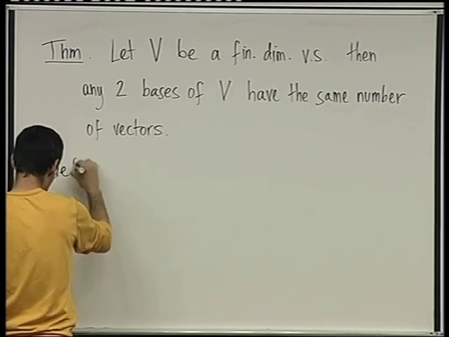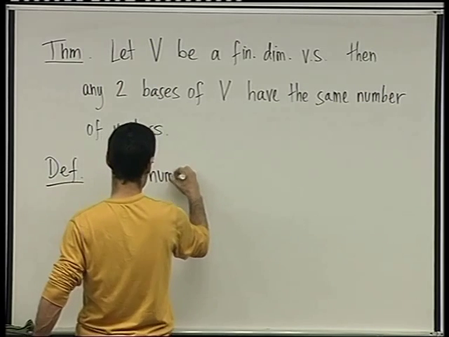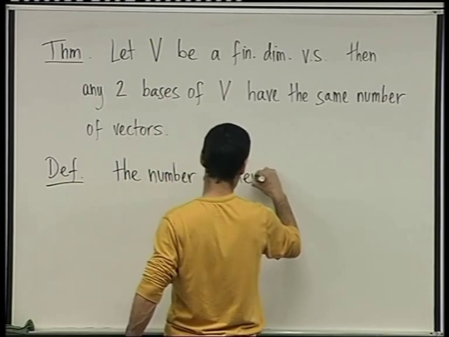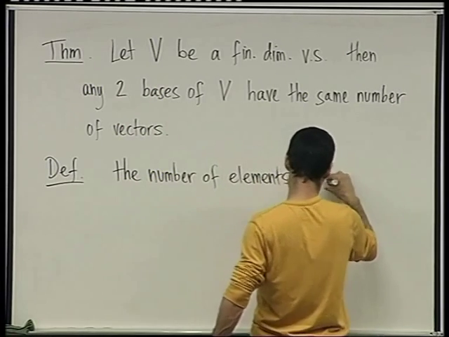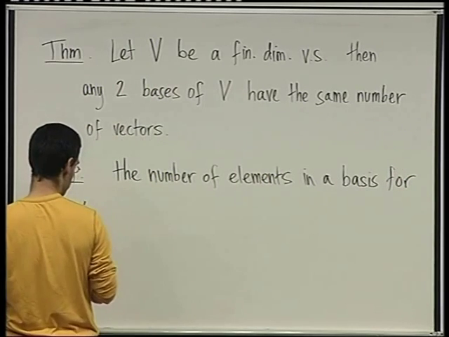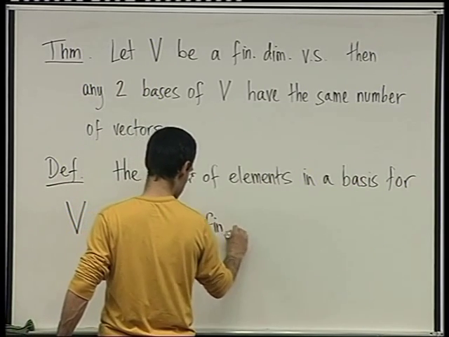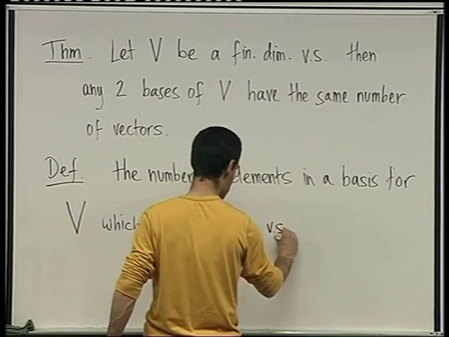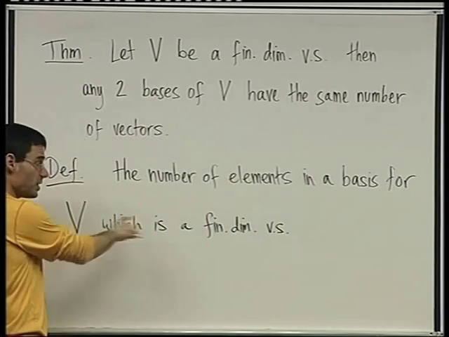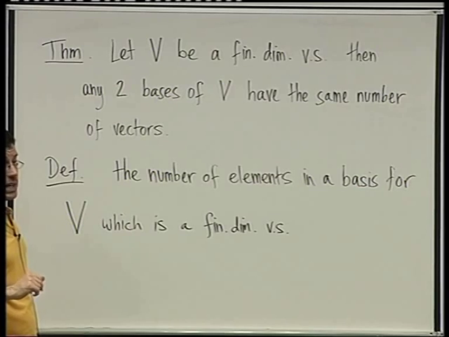And now that we know this theorem, here is the definition. The number of elements in a basis for V, which is a finite dimensional vector space. So if V is a finite dimensional vector space, the number of elements in a basis does not depend on which basis you take. It's an invariant. That's what this theorem tells you. The number of elements, or the cardinality, it's sometimes called.